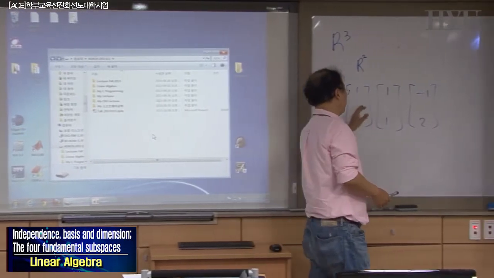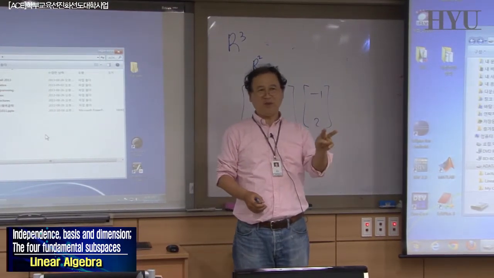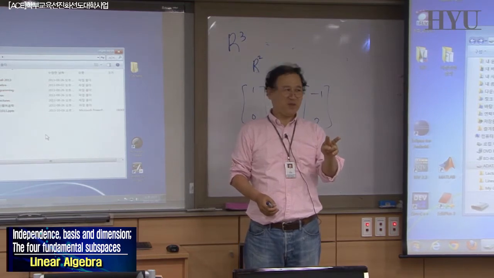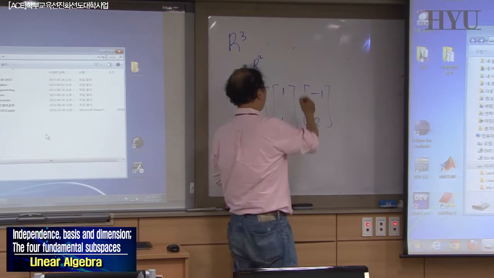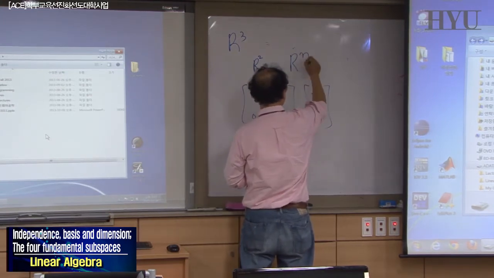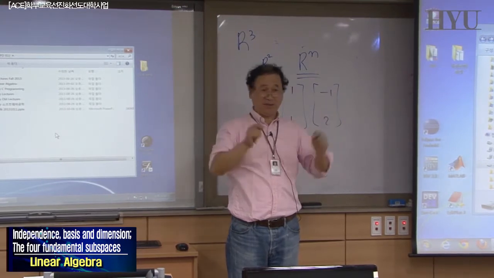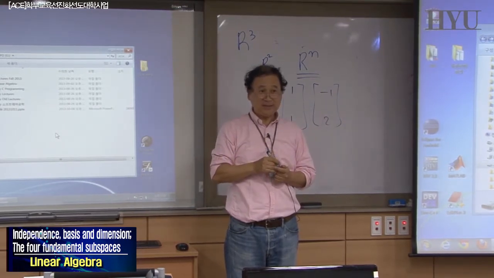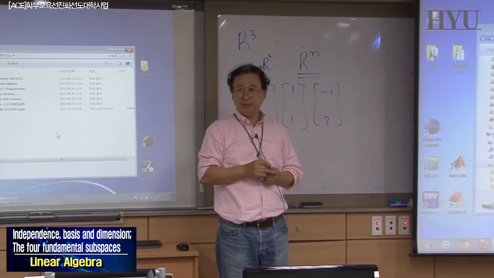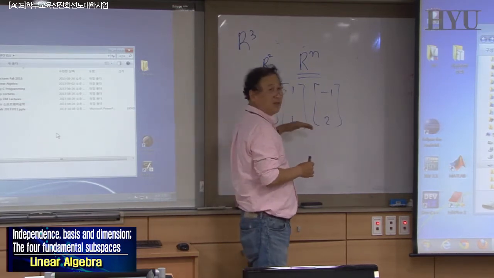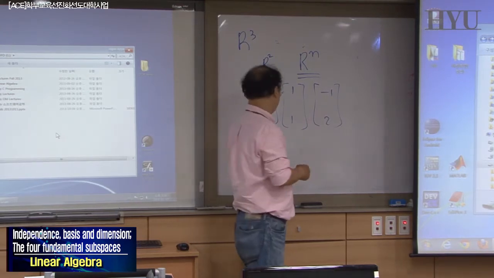Or you can simply say, okay, in the space R2 there are only 2 independent vectors available because it's 2-dimensional. Let's say when you have Rn, there are at most n independent vectors. There's no way to have 3 independent vectors in R2.